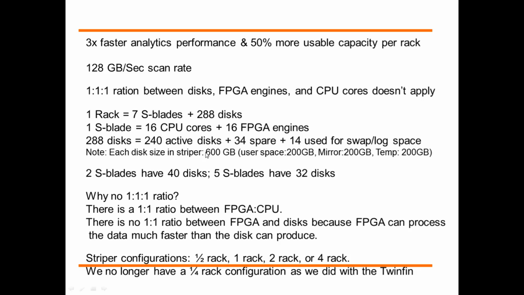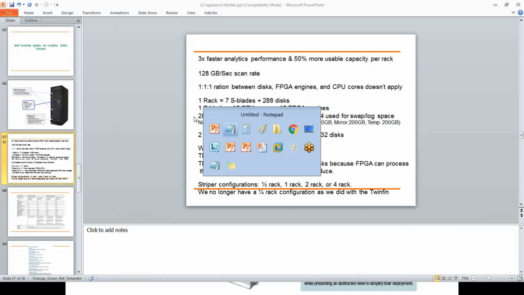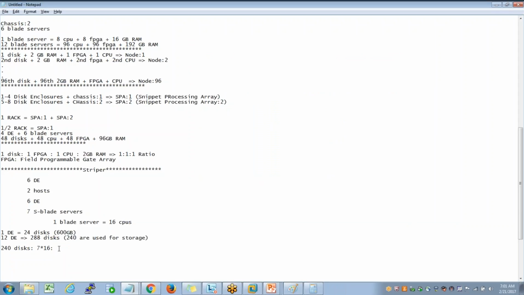So here, what is one blade server? There it was 8 CPUs plus 8 FPGAs plus 16 GB RAM. Here one blade server is exactly double: 16 CPUs and 16 FPGAs. Approximately, I think there are 8 memory slots, and each one is capable of holding 4 GB or something. I don't remember it, but this is for sure: it's double.